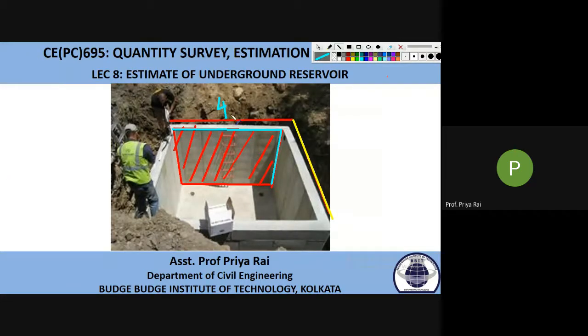4 meter, na? Yes, ma'am. 4 meter. Okay, and this depth we need to calculate. We will see from the diagram. Okay, this depth we will calculate. Similarly, for short wall, suppose this is the short wall. Okay, so we need to calculate this area.